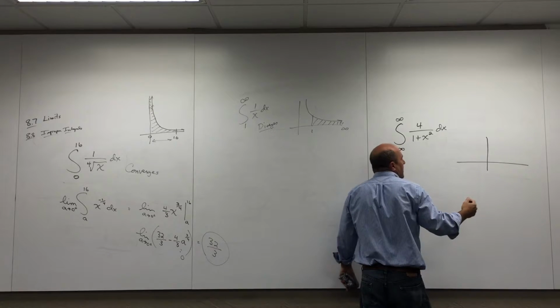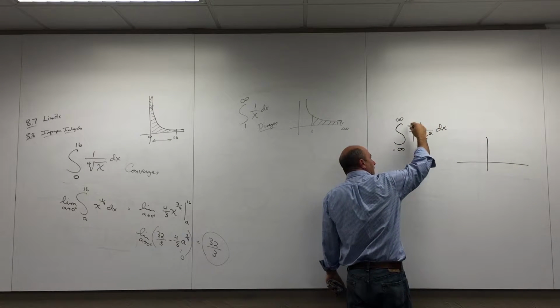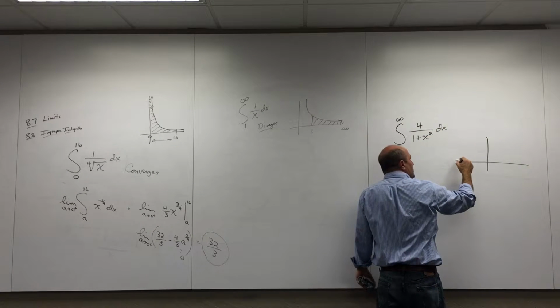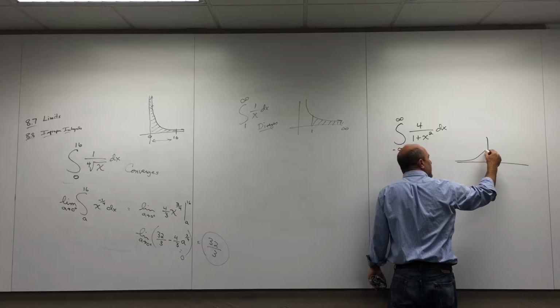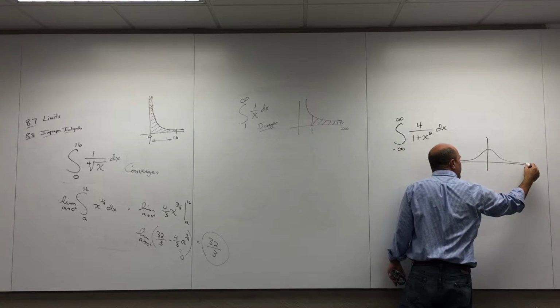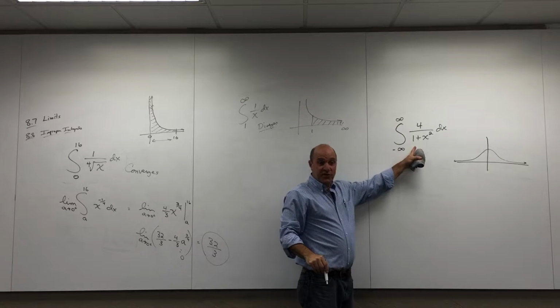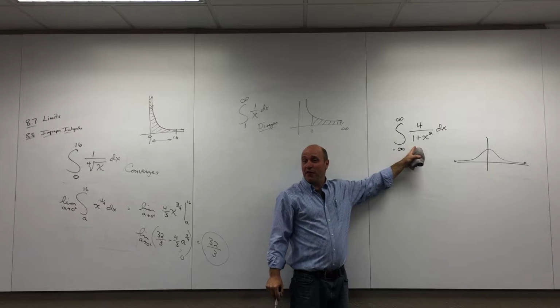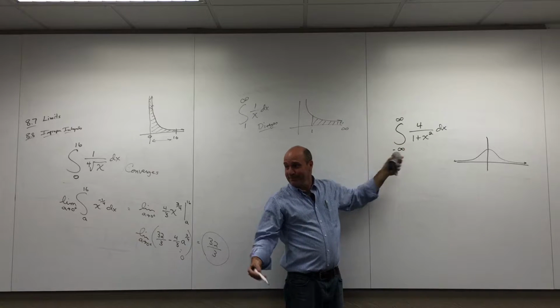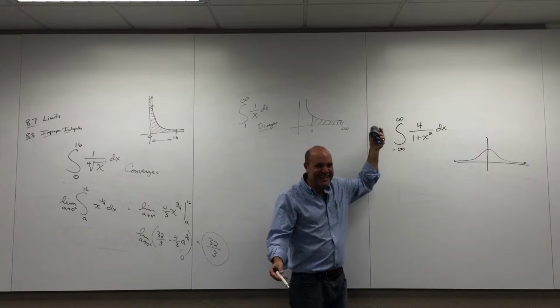You could pick up a graphing calculator and attempt to graph this. I'm going to help you because I know what it looks like. It looks like this. It's kind of a bell-shaped curve here. So that's a picture of this function, and apparently I want the area from negative infinity to infinity. Good luck.